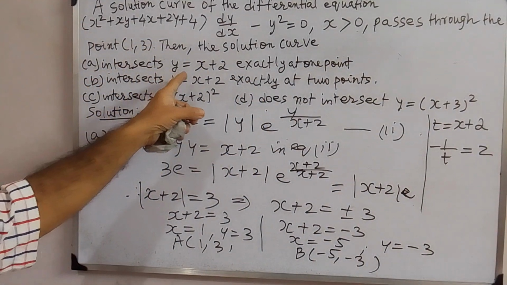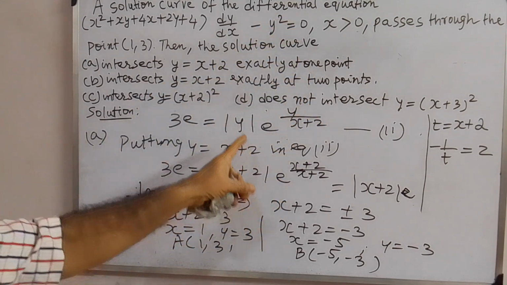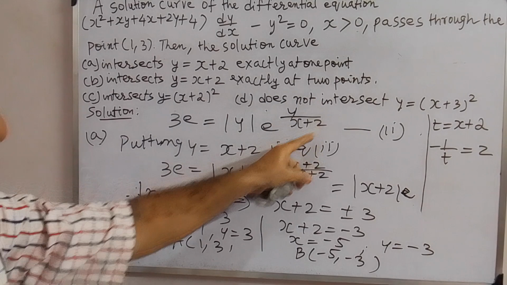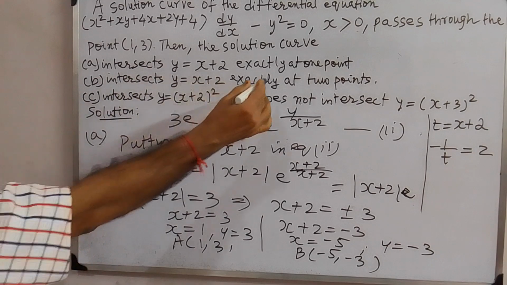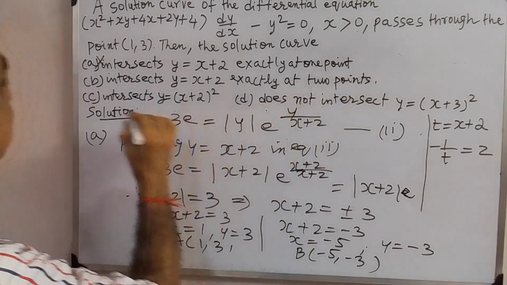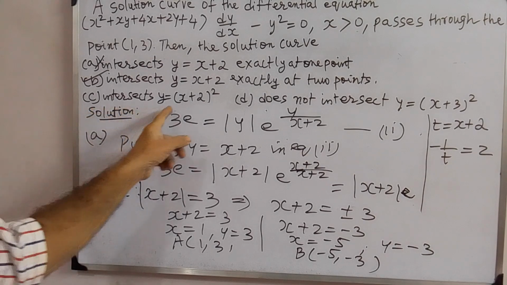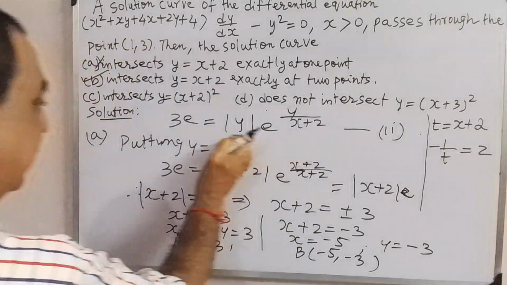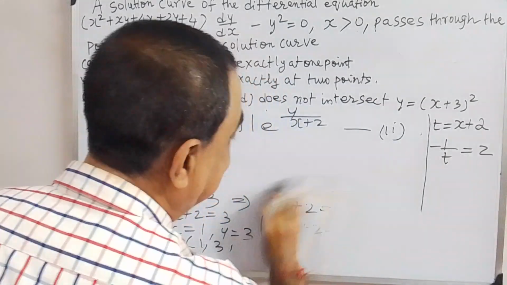So A was saying that the line y equals x plus 2 intersects the curve whose differential equation is the given one. We have got the equation of the curve, and it is intersecting at 2 points. So exactly 1 point is wrong, so A is wrong, and exactly 2 points is correct, so B is correct. Option A is wrong and option B is correct. Now we'll check the options C and D.